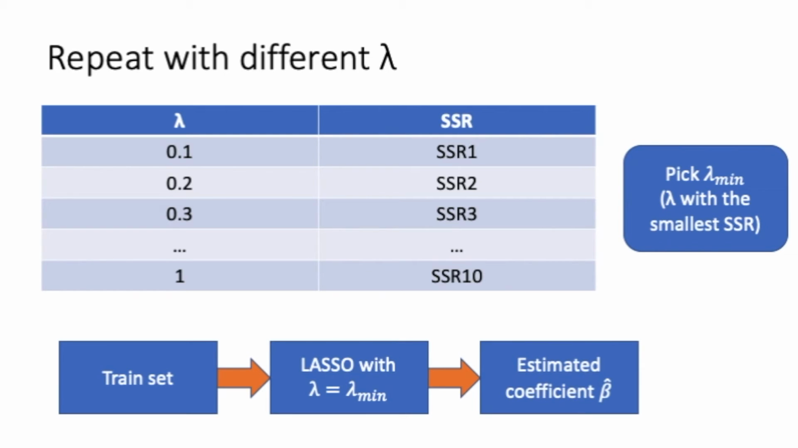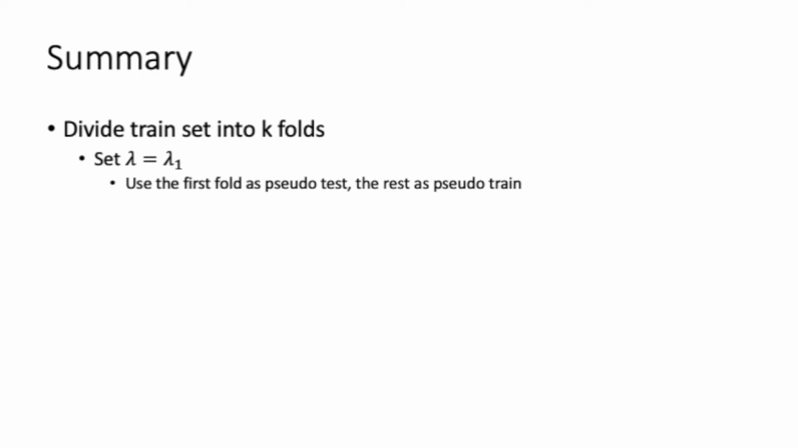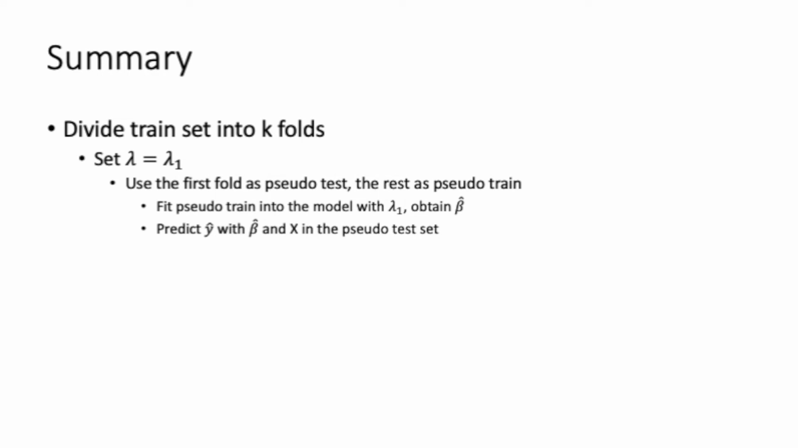Now, let's do a quick recap. First, divide your train set into k folds and pick a fixed lambda value. Let's call it lambda 1. Then, use the first fold as the pseudo-test set. The remaining k-1 folds are the pseudo-train set. With lambda 1 and the pseudo-train set, you get the estimated coefficients. With the estimated coefficients and the x variables in the pseudo-test set, you predict y for the pseudo-test set. With the predicted y and the real y values in the pseudo-test set, you can compute SSR.